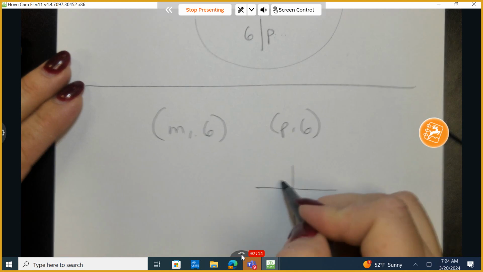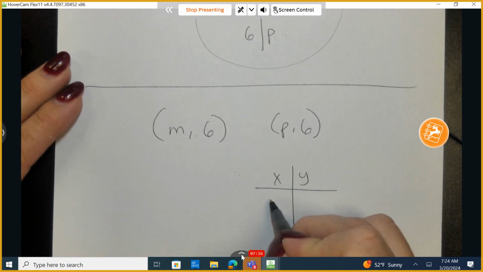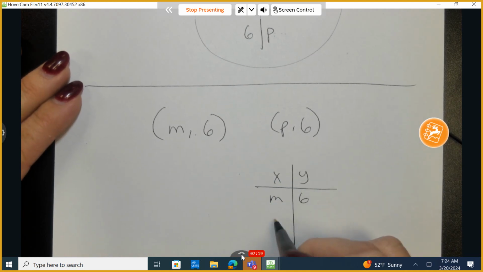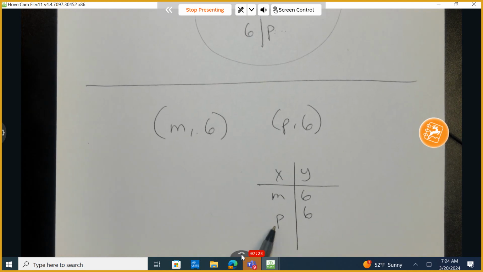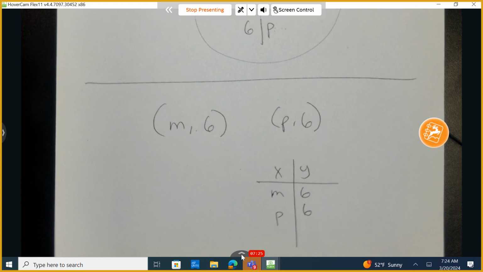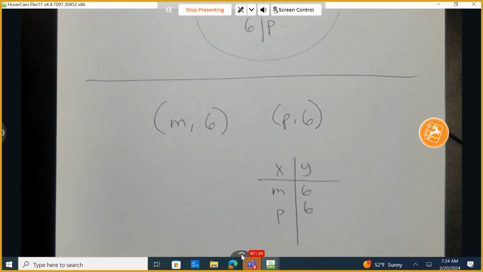So let's go like this. Go x and y, input, output. So m maps onto 6 and p maps onto 6. Does there have to be a relationship? Do these have to be the same? Do they have to be different, or does it not even matter? It doesn't matter, because every input could map onto the same output. We could have that. Okay, we could have that.